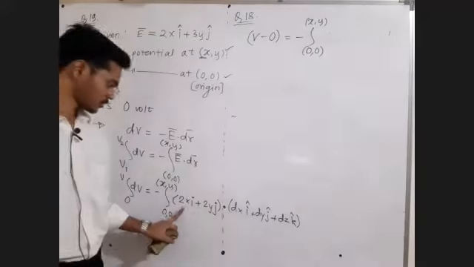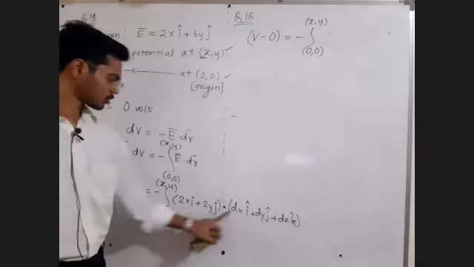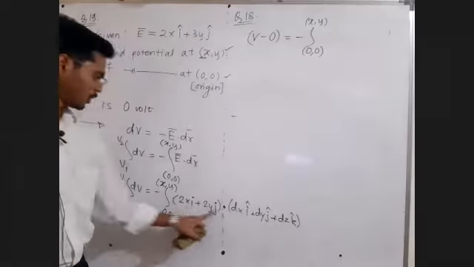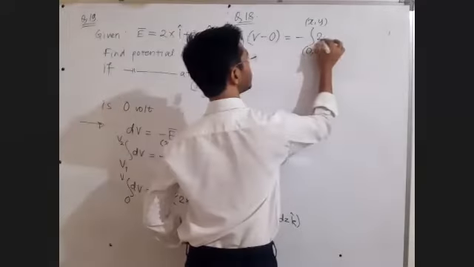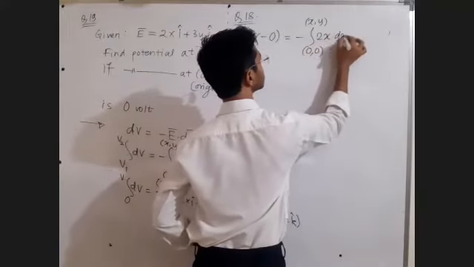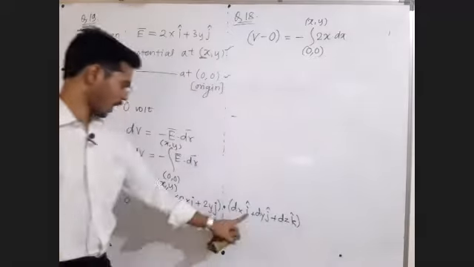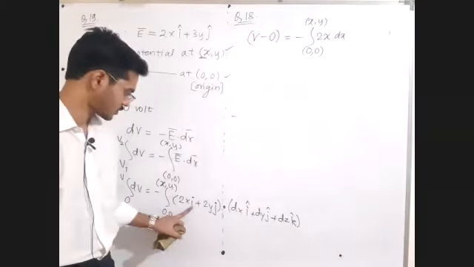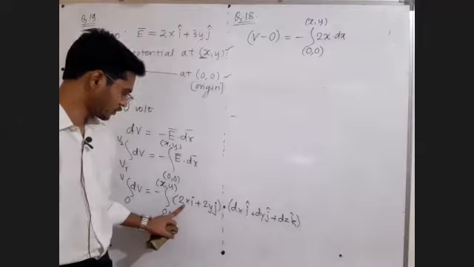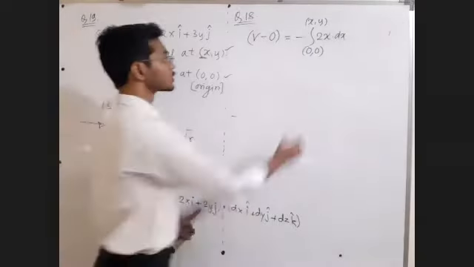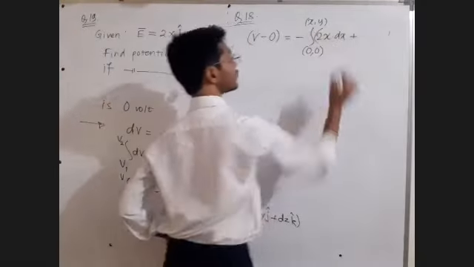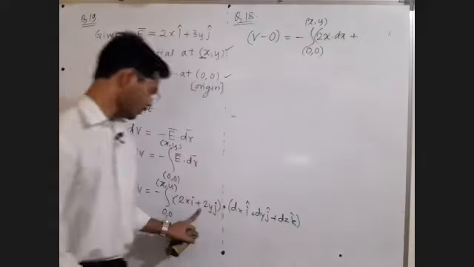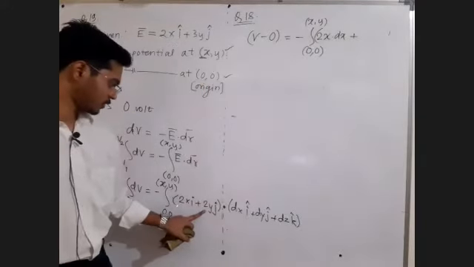Dot product. Dot product means what? Multiplication of coefficient of i cap with coefficient of i cap, 2x into dx. So that will become 2x dx. The i caps cancel. It is a dot product, so a scalar value must come. Plus multiplication of the coefficient of j cap, put this bracket properly.